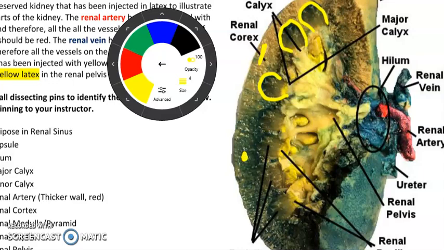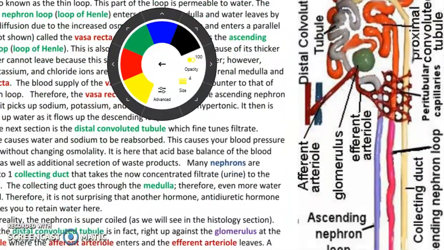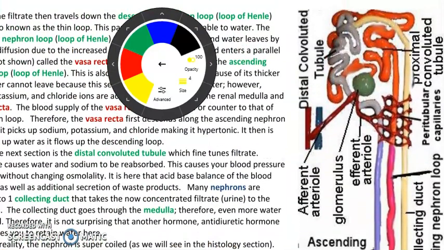The nephron starts with the glomerulus, has a proximal convoluted tubule, a nephron loop that goes way down into the cortex, and then a distal convoluted tubule. Now, that's what I had you draw in lecture. That's not what it really looks like. In reality, the nephron looks like this.